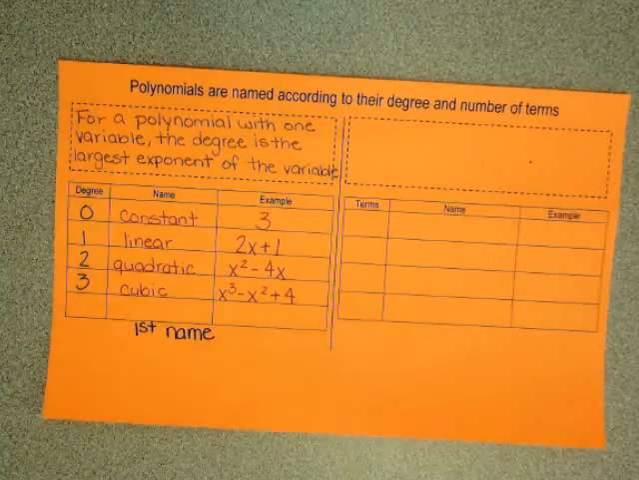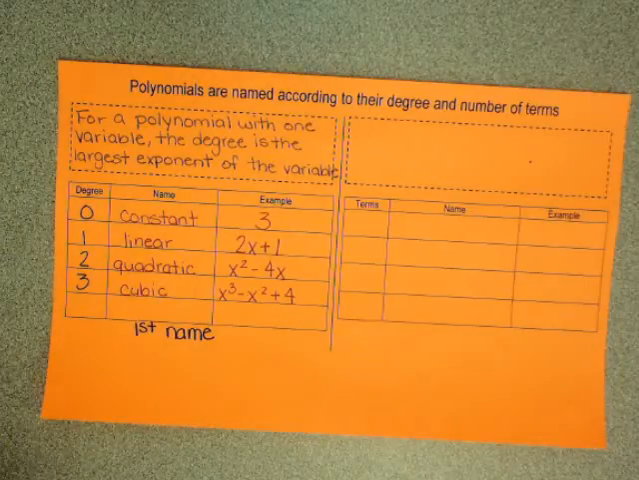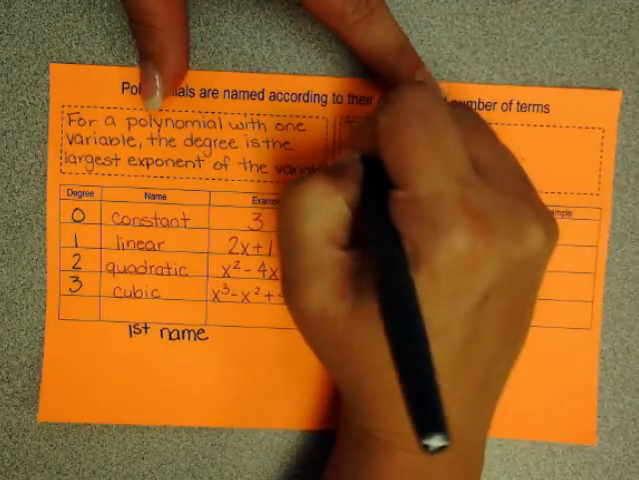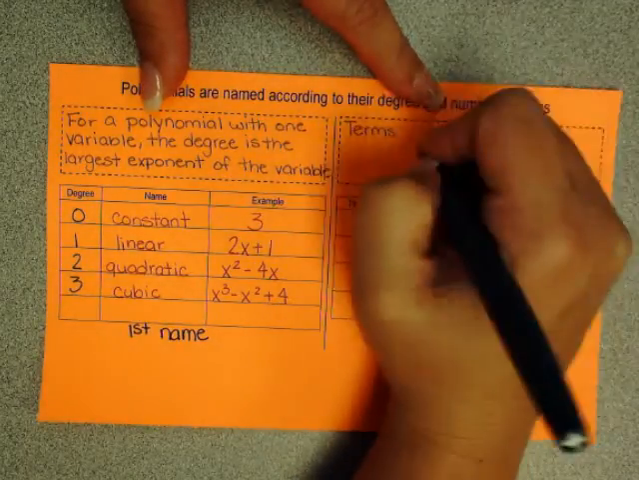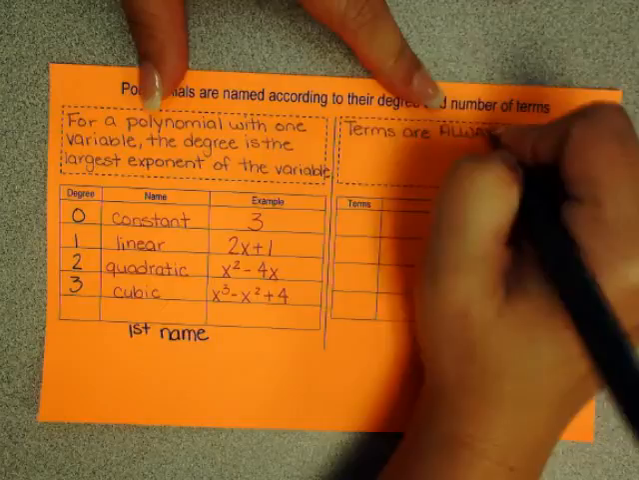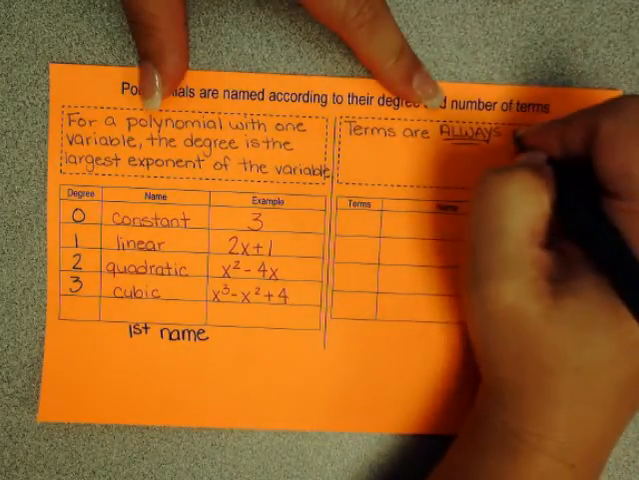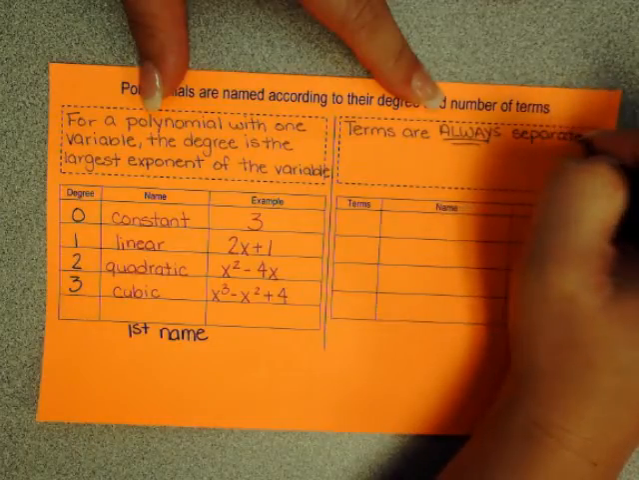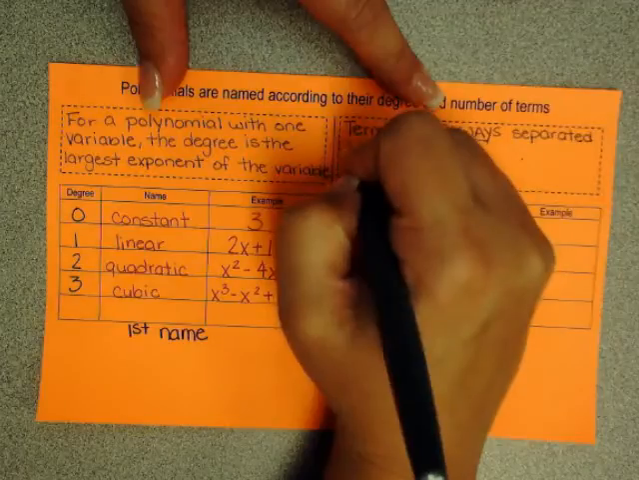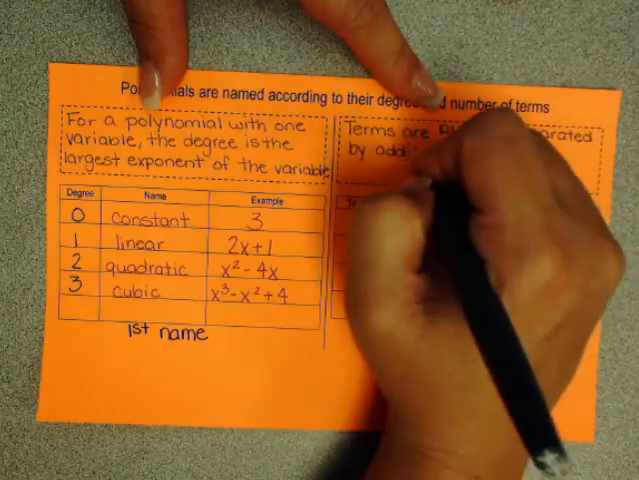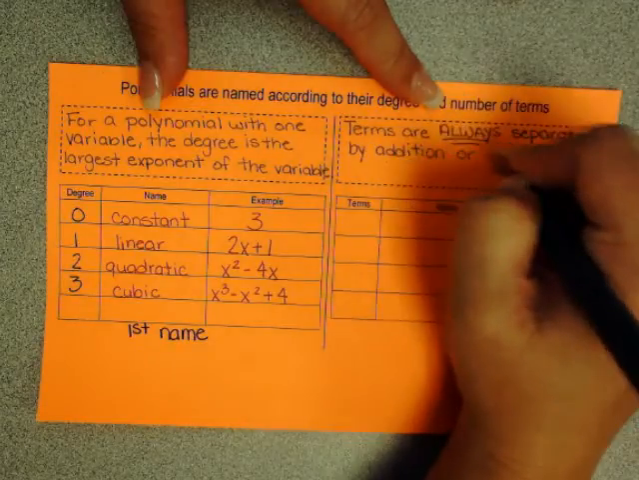Okay, now the last name is based off of how many terms they have. So we should know, and hopefully if we keep doing this enough, it'll finally sink in. Terms are always separated by addition or subtraction.